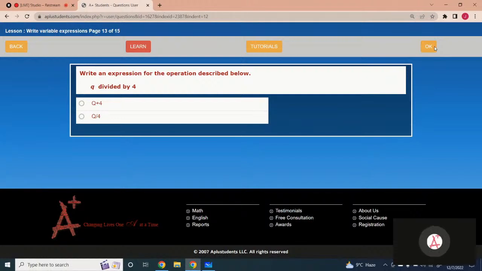Okay, the next one is write an expression for the operation described below. Q divided by 4. Which option is the correct one? The first one or the second one? Which option is the correct one? It would be the second one, Q divided by 4. Got it? Just select the correct option, then click on the OK button.